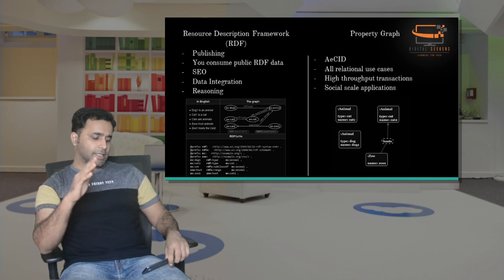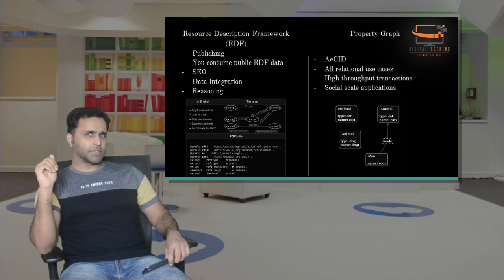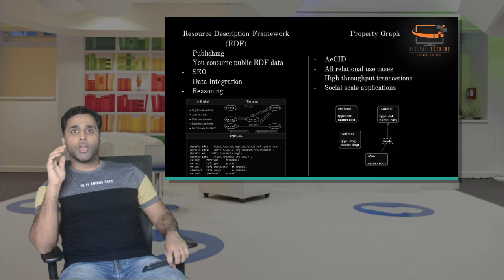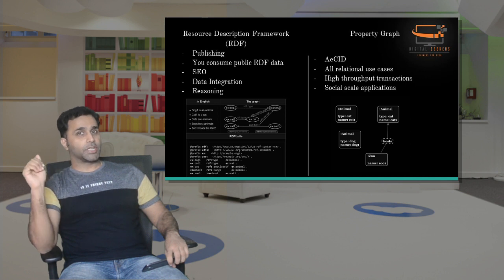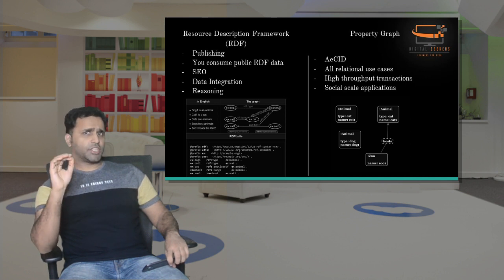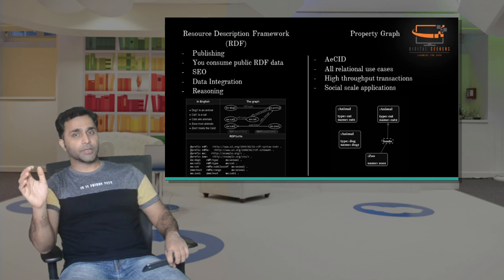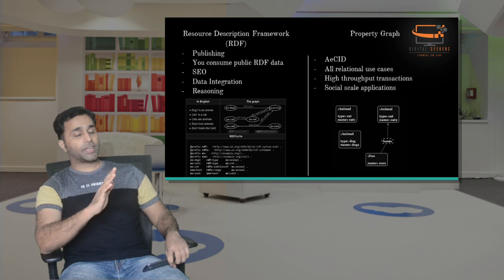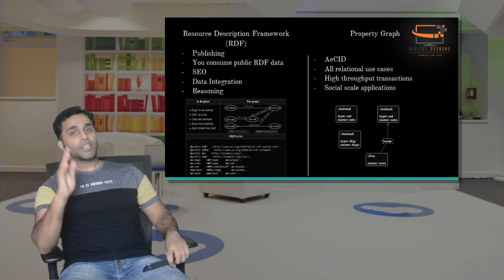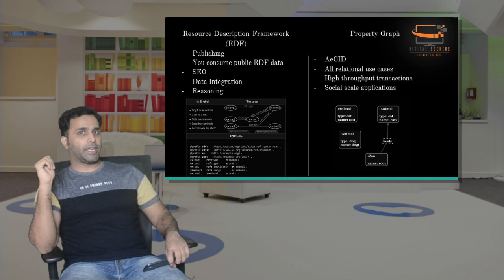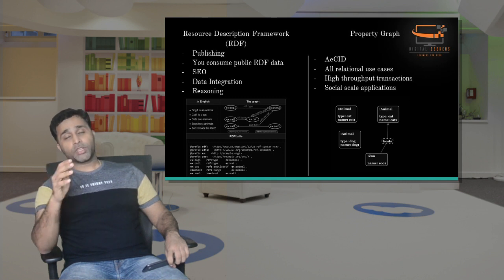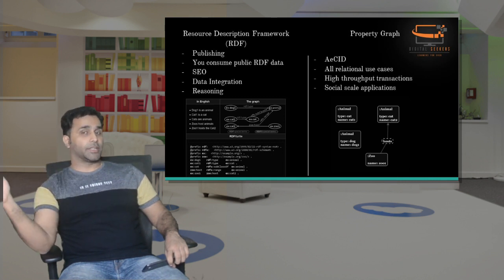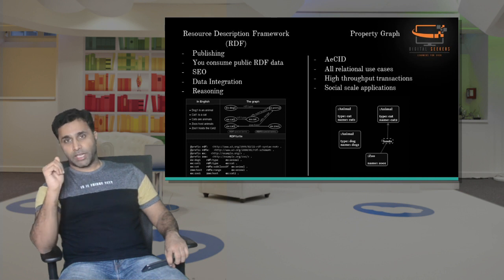Now let us see the same thing with respect to property graph databases, what they are set out to solve. Property graph databases give you ACID: atomicity, consistency, isolation, and durability. So any use case that can be solved by a relational database can as well be a candidate for property graph databases. They can be used for solving any relational use case you have at hand, and they provide high throughput transactions and truly distributed databases. They even support social scale applications.